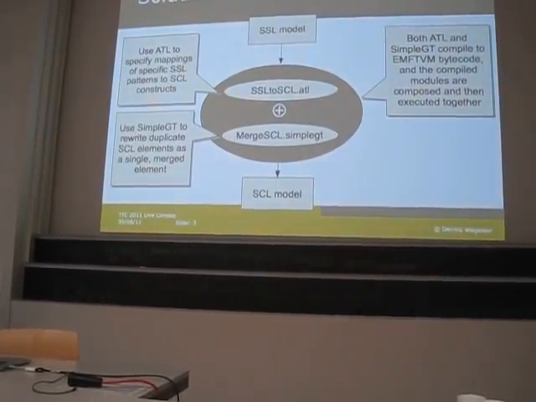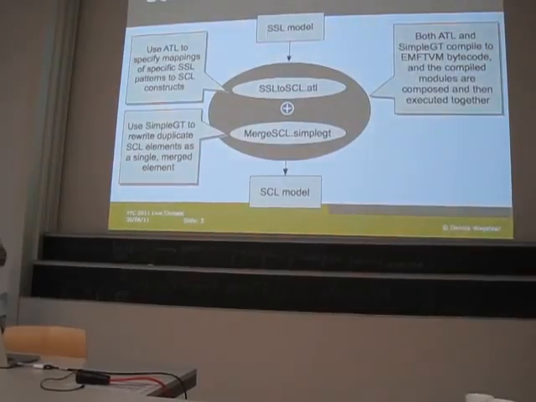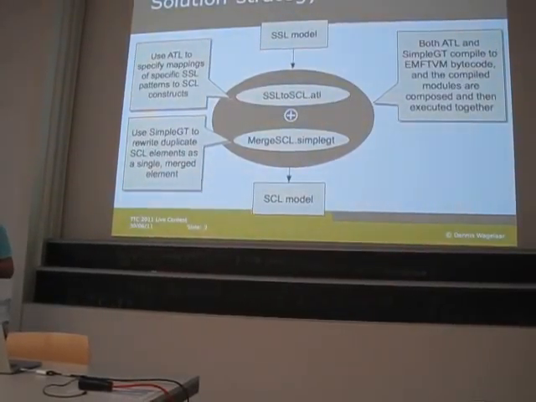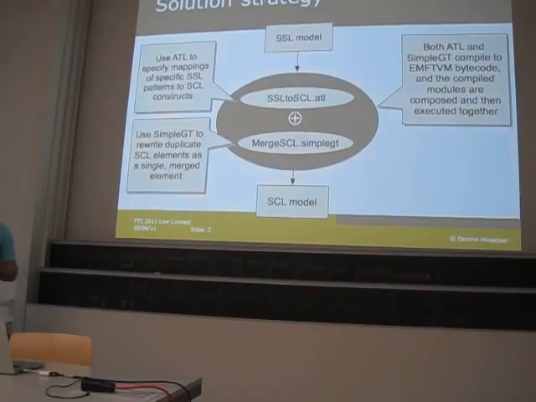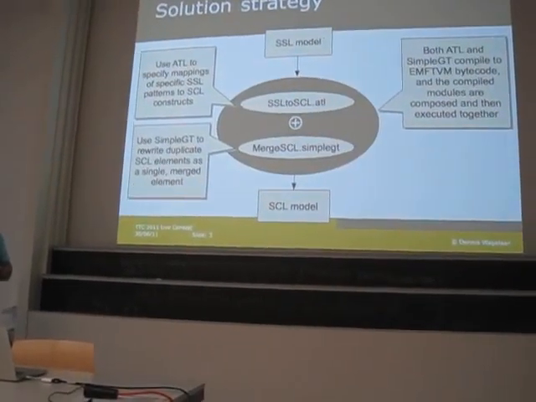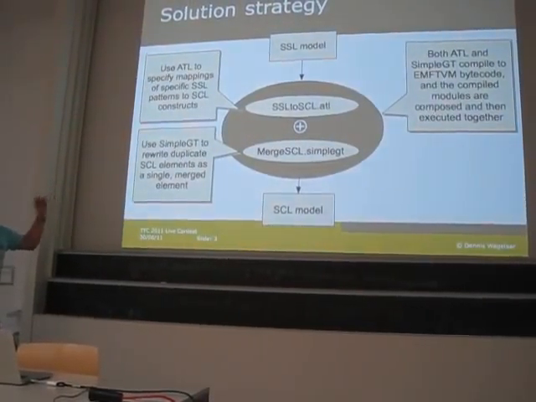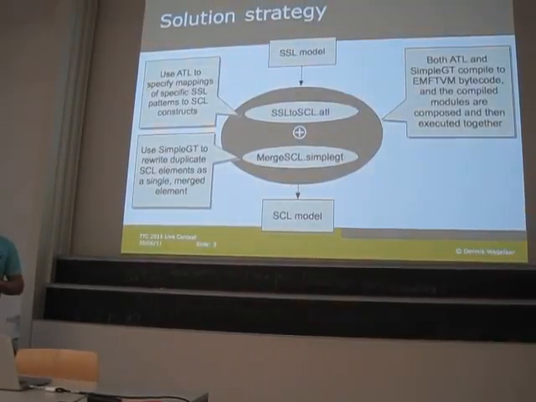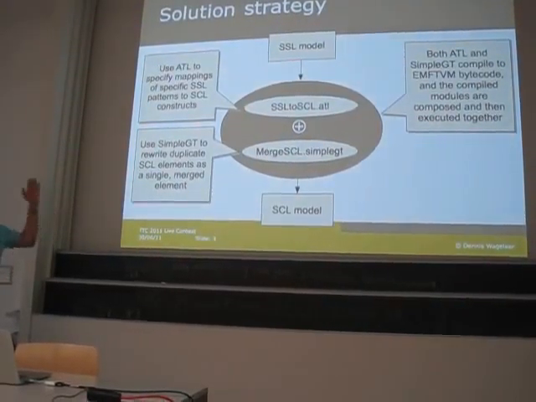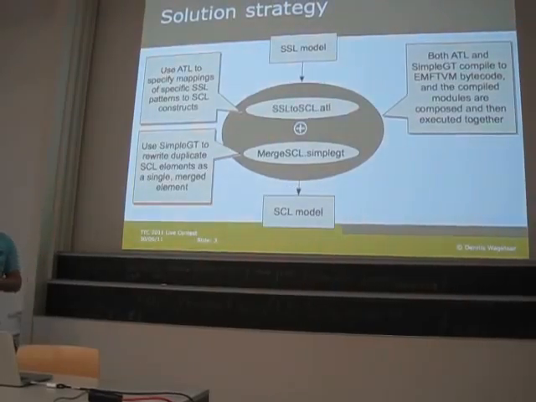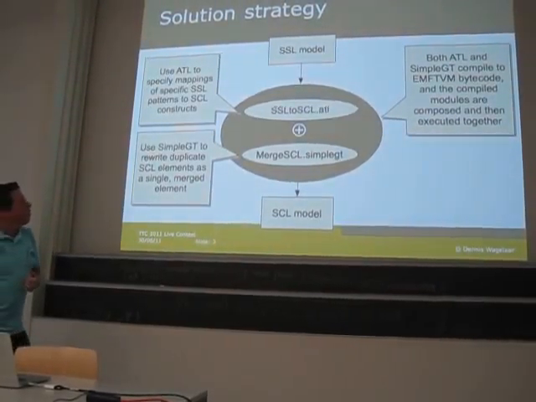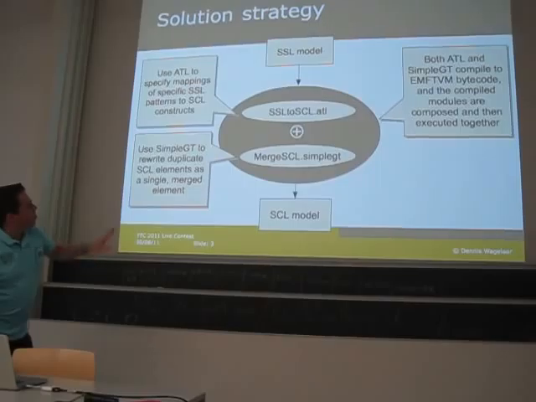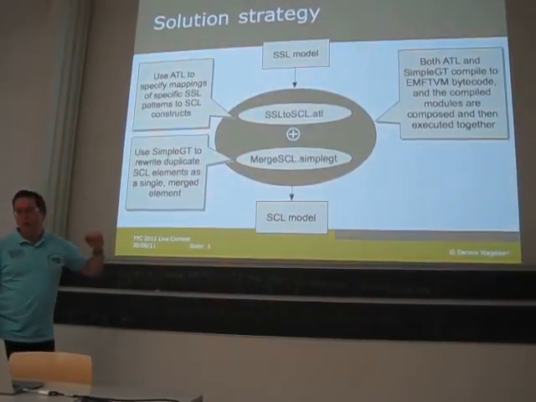But it's not good, in this case, at preventing the creation of duplicate elements, like the same mode could occur multiple times. It would be very difficult to prevent that, so I chose not to do it, and to use graph transformation rules to merge them afterwards. So there's a mapping step, and then a merging step that merges all duplicates. And the idea is then to compose them together and execute them together.